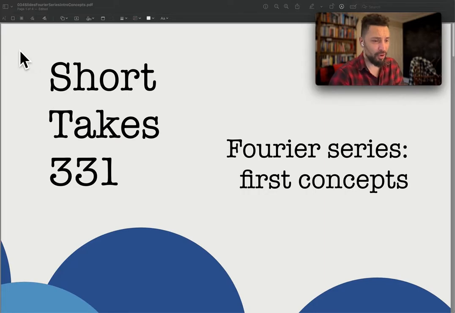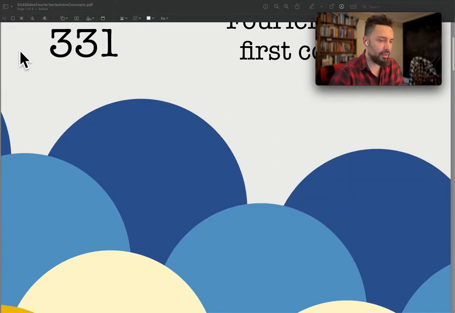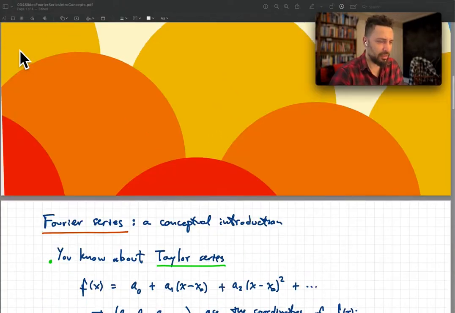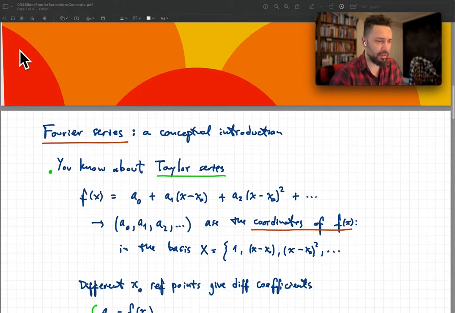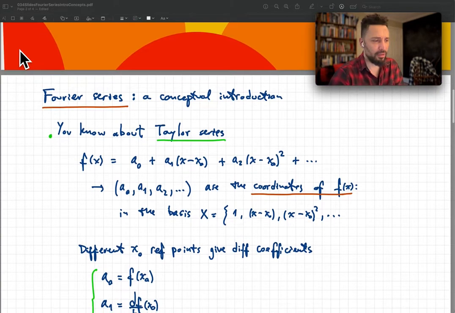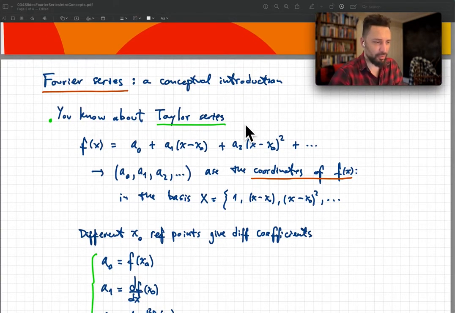Today we're going to talk about the Fourier series and its first concepts. So this is something I've been wanting to do for a while. I don't think this is usually taught this way, so let's jump right in. So you know about Taylor series, presumably.